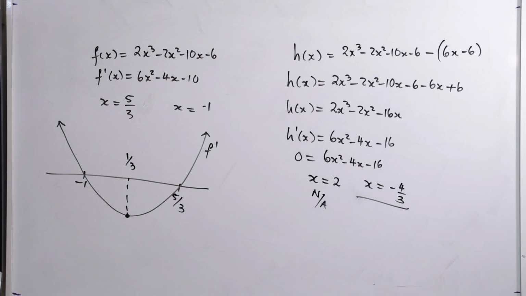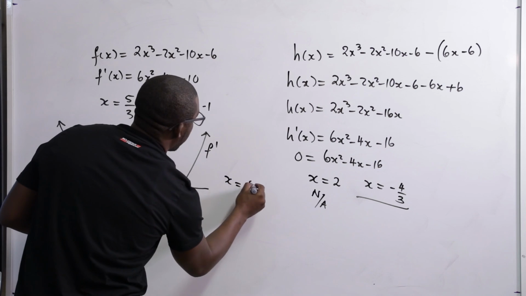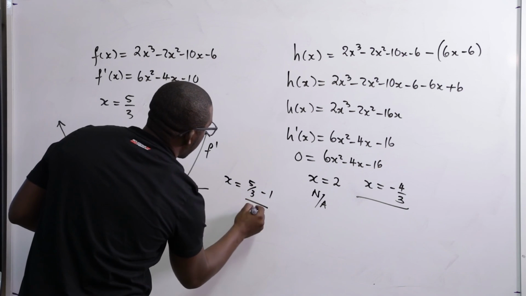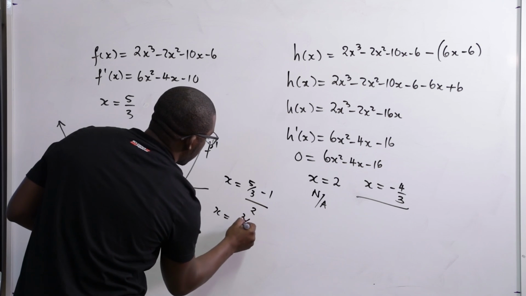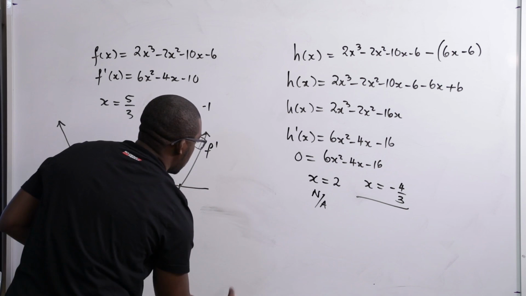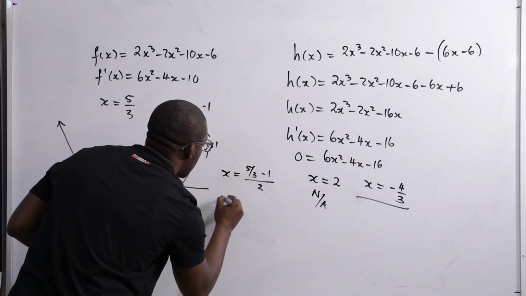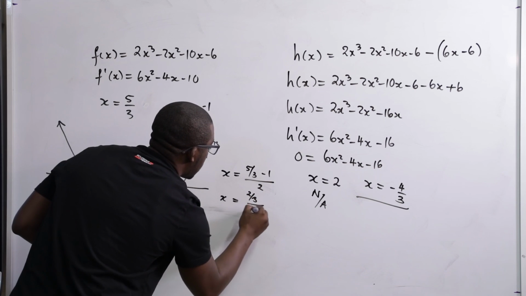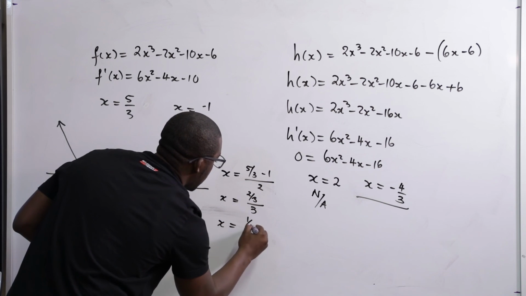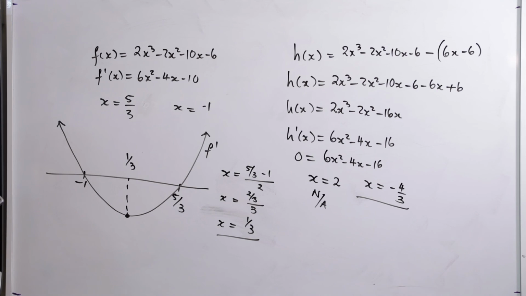We've solved it graphically as well as algebraically. It's the midpoint between the two x values. So x is equal to 5 over 3 minus 1, divided by 2. x is equal to 2/3 divided by 2. x is equal to 1/3. Algebra, and here's the application of the calculus.